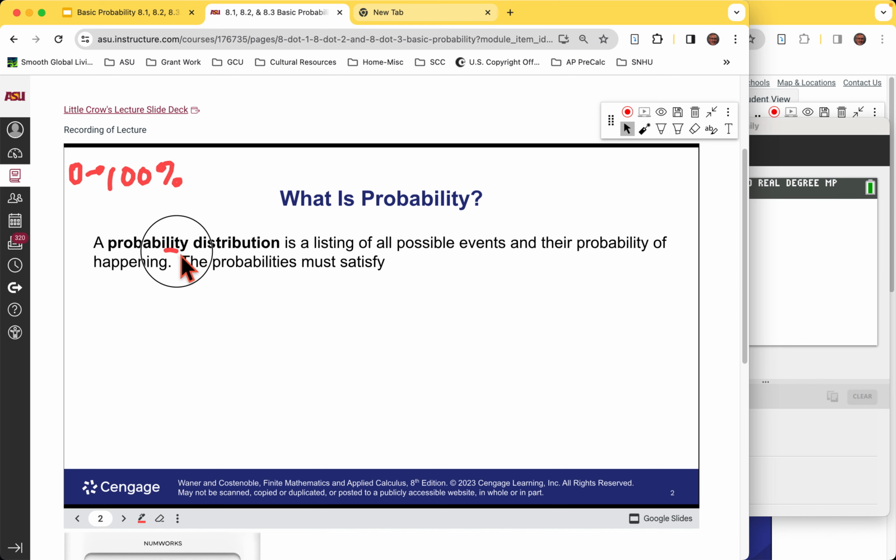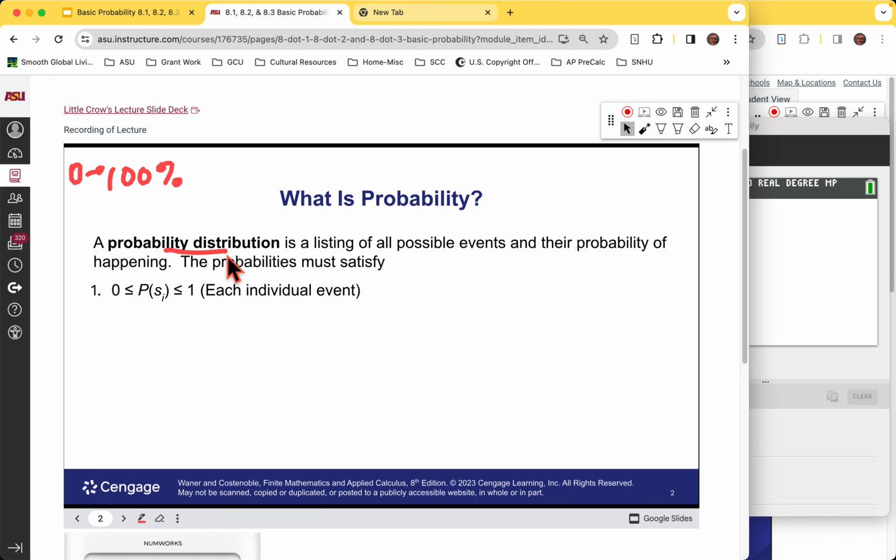So what is a distribution? It's a listing of all the events and what their likelihood of happening is. Some things are more likely than others sometimes. And each little thing that's going to happen has to have a probability, a likelihood of somewhere between 0 to 100%, right? Because you can't have more than 100%. If it's 0%, we say it's impossible, so you can't have negative chances of happening. So it's just 0 to 1.